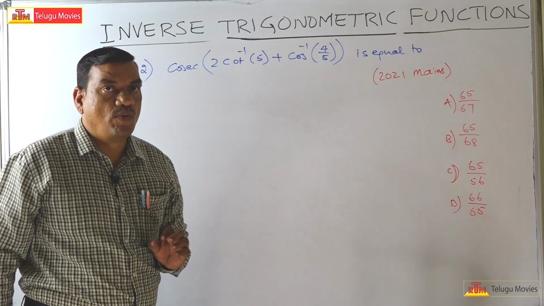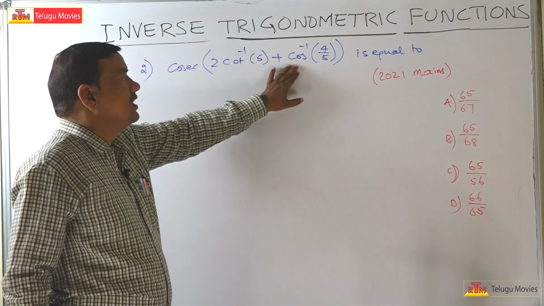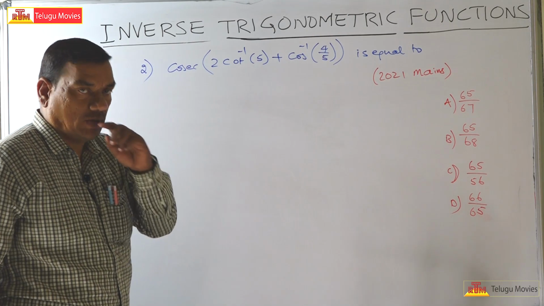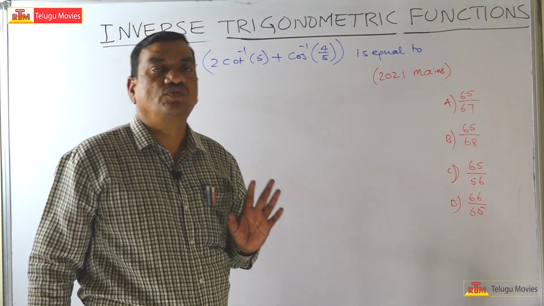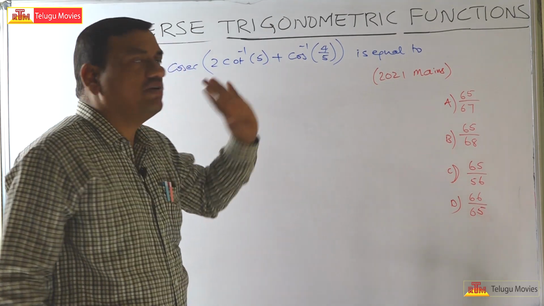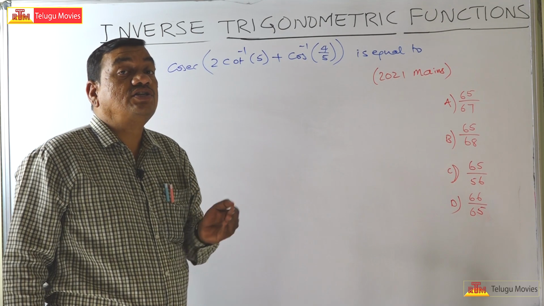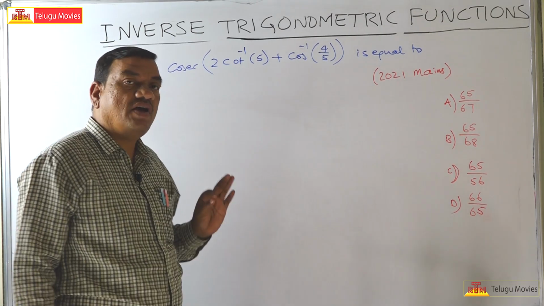Welcome to the second problem. Very, very easy problem. Cosecant of 2 cot inverse of 5 plus cos inverse of 4 upon 5 is equal to. The first thing is that the question is very clear. There are some problems where it is very difficult to understand the question, what is given and what we have to prove, but this problem is very clear.